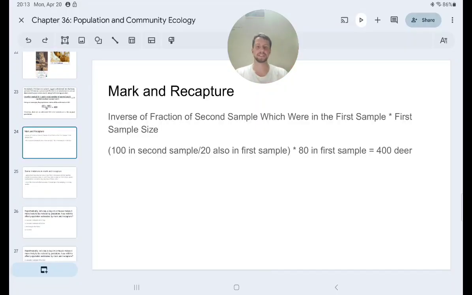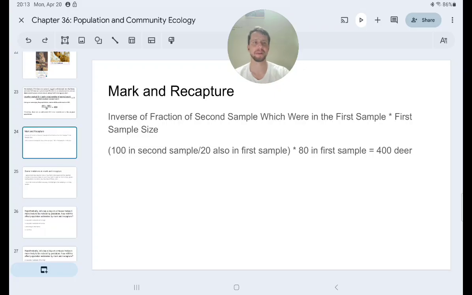So I wrote it like this. So let's say there was 100 in the second sample of some population, and you divide by 20, which were recaptured, and then you multiply by the size of the first sample that was captured, or how many were captured the first time. Again, the mathematical details here aren't super important. I wouldn't take super long looking at this.